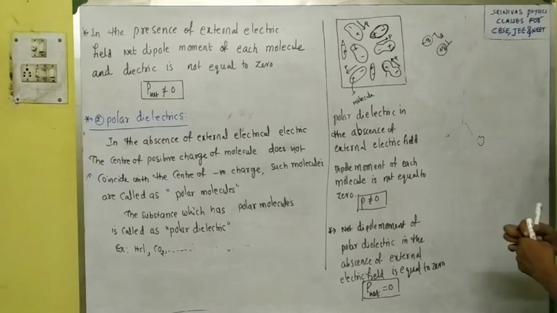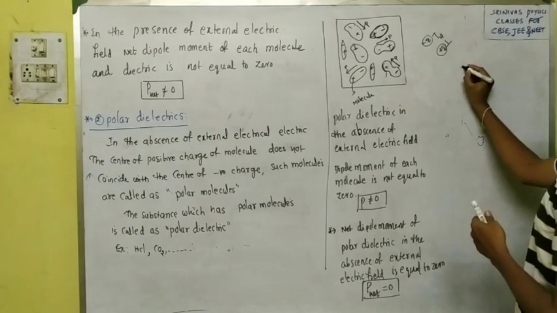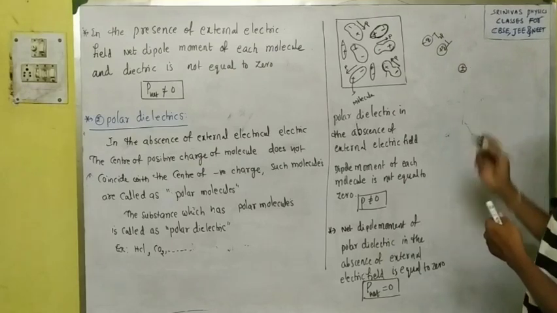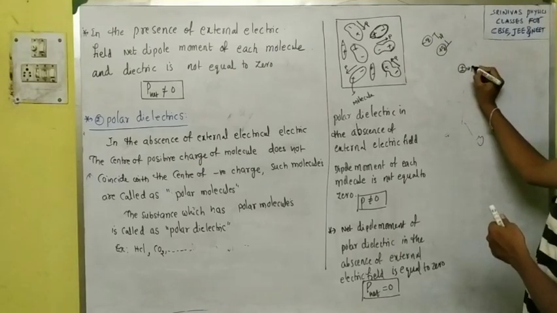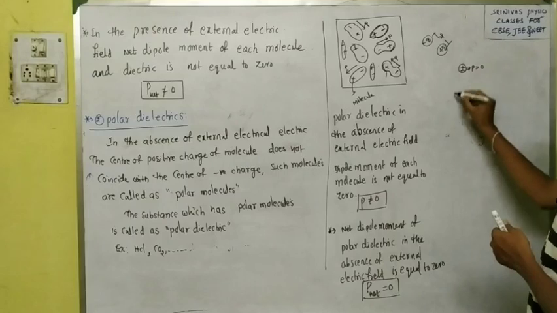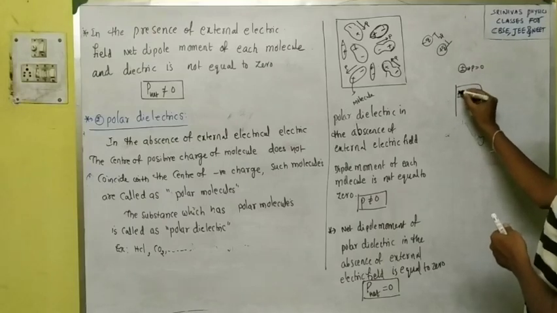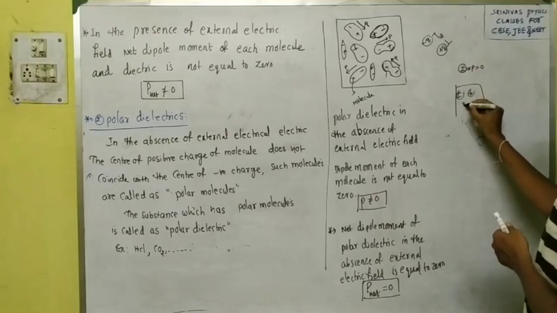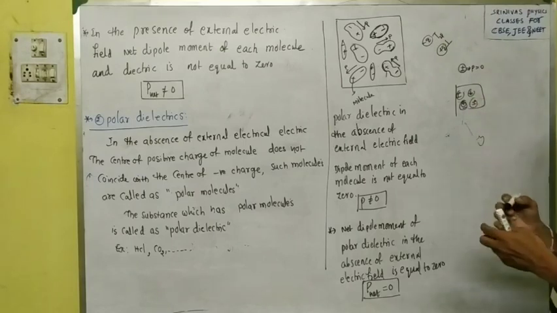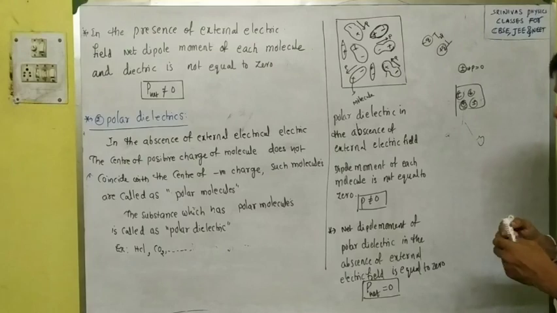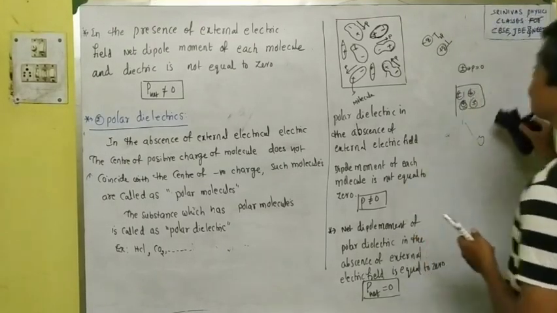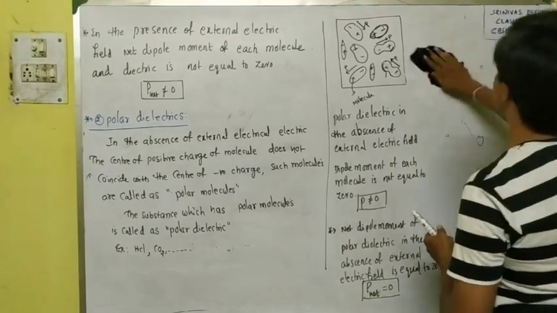But in case of non-polar, positive and negative charges coincide. That's why each molecule's dipole moment is 0. Like this, several molecules are there. Every molecule's dipole moment is 0, which means automatically the dielectric's dipole moment is also 0 in the absence of external electric field, in case of non-polar dielectrics.